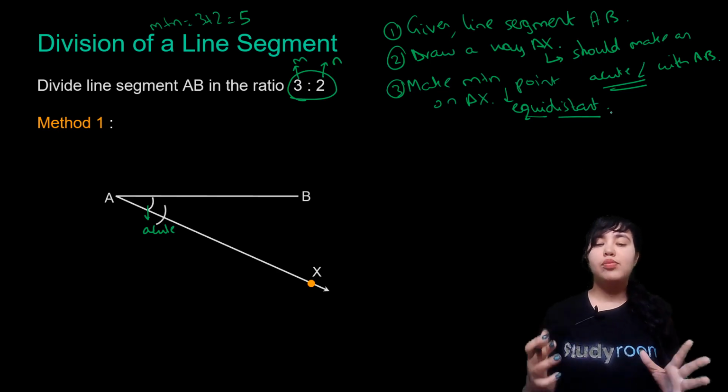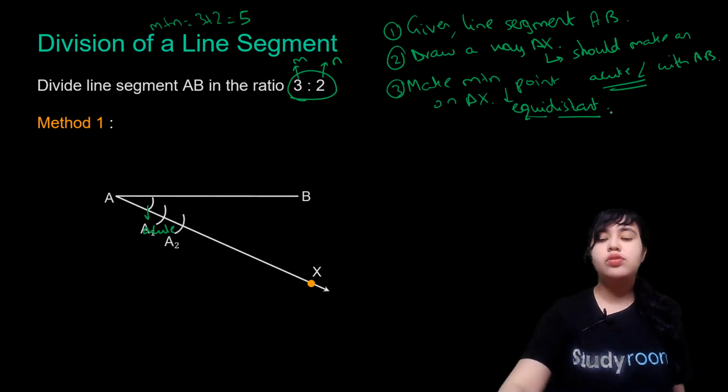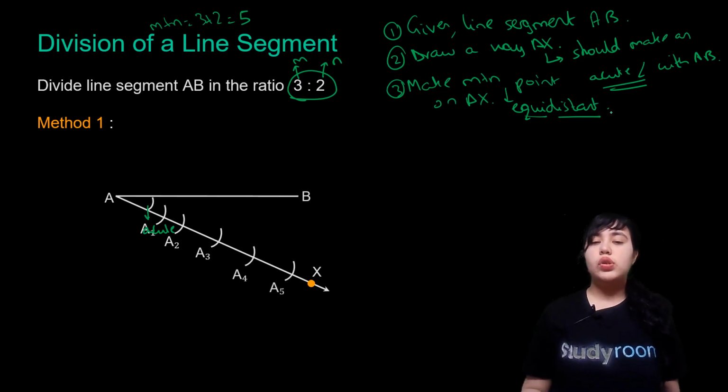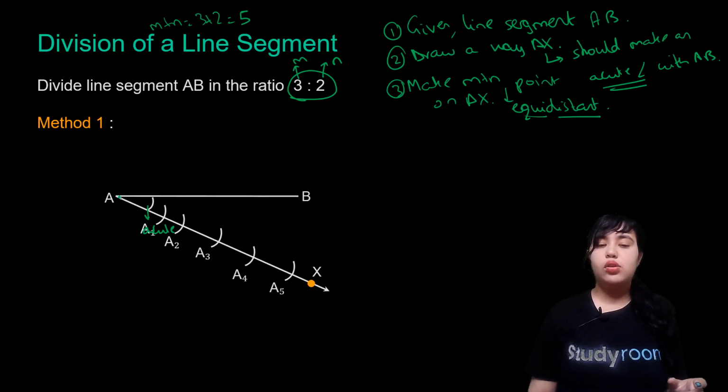So I have to take 5 points. Let me cut this arc. So this gives me point A1, then this gives me point A2, then we have A3, A4, A5. So you keep on measuring these distances, equal distances. Let's say you're having a gap of 1 centimeter each. So make use of your ruler, and then you keep your needle over here, cut an arc.